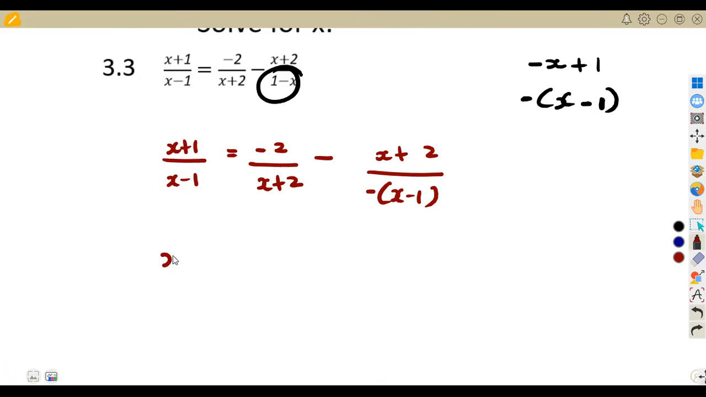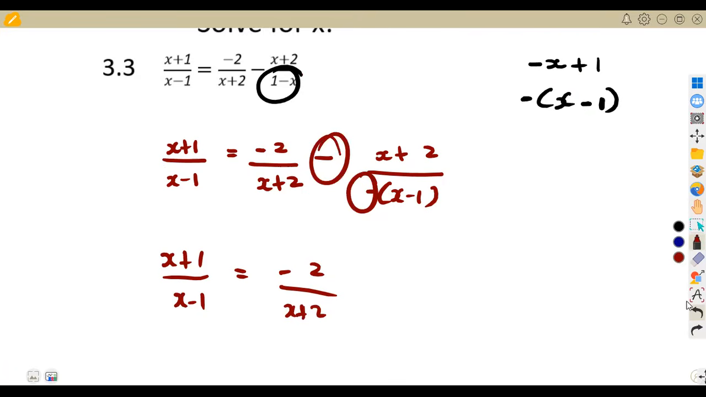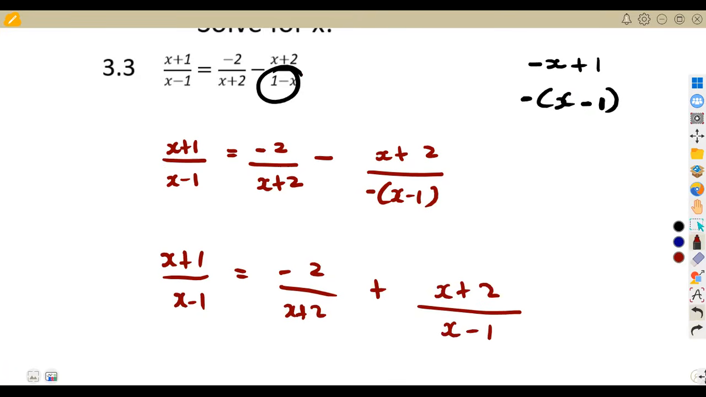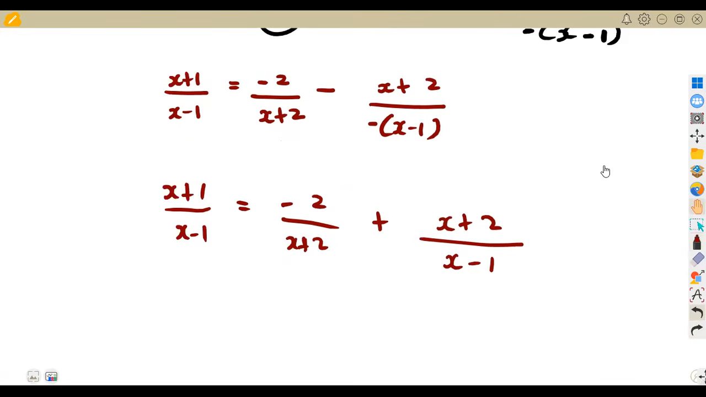So meaning to say we are going to have x plus 1 over x minus 1 equal to negative 2 over x plus 2. Also, like I said, the negative is going to be a positive. So that will be positive x plus 2 over x minus 1. Okay, this is our equation.